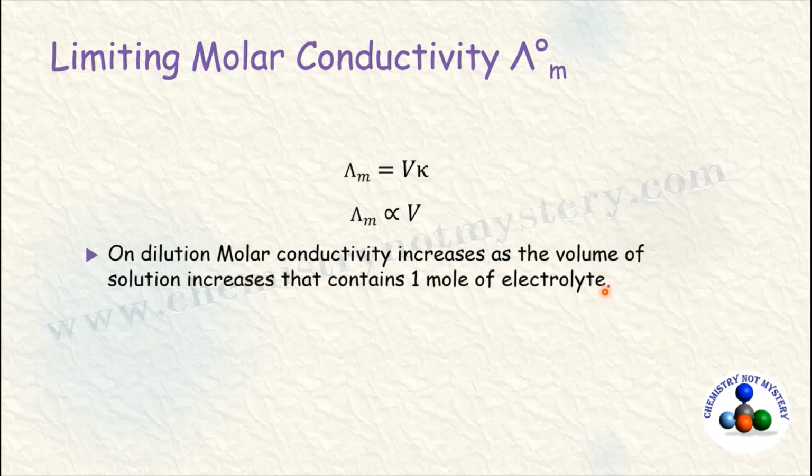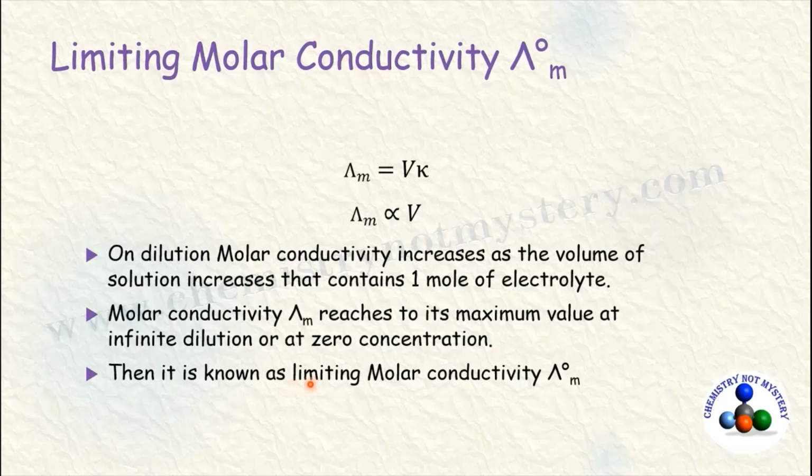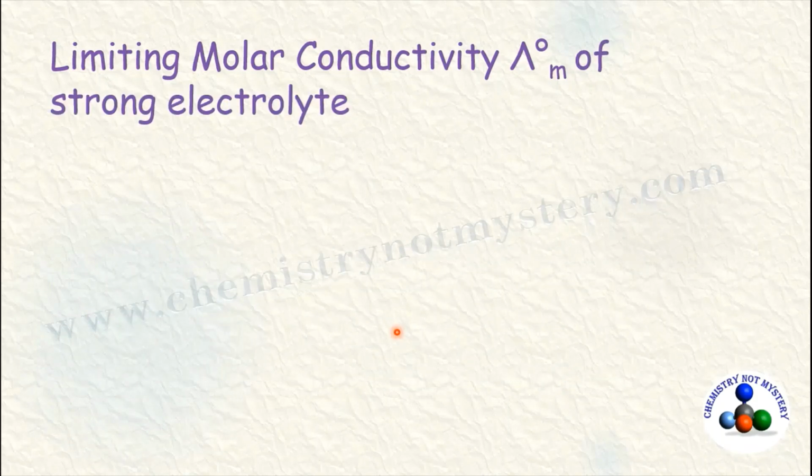If we further keep on diluting the solution, molar conductivity reaches its maximum value at infinite dilution, or you can say at zero concentration. At that time, molar conductivity is called limiting molar conductivity and it is denoted by lambda naught. First of all, we are going to discuss limiting molar conductivity for strong electrolyte.